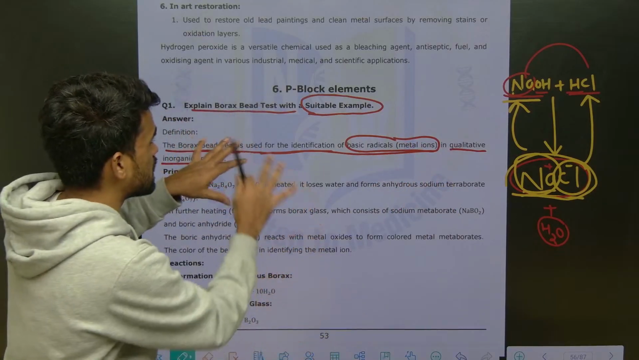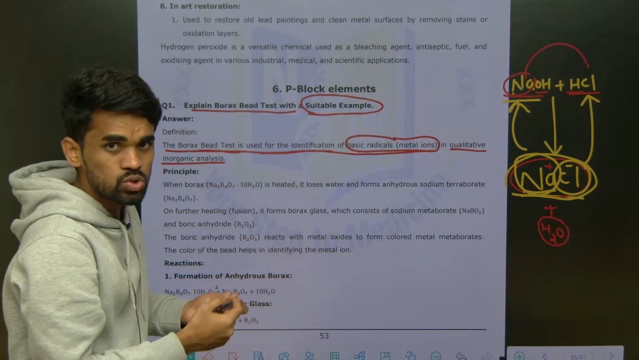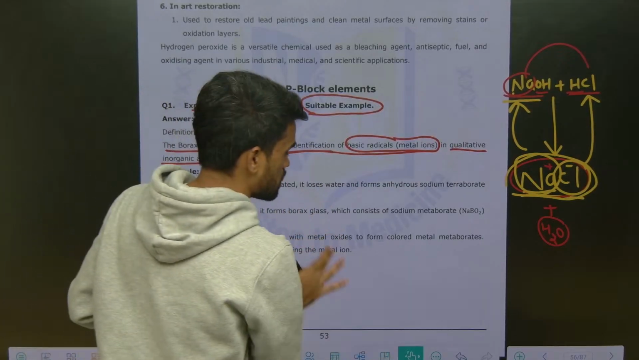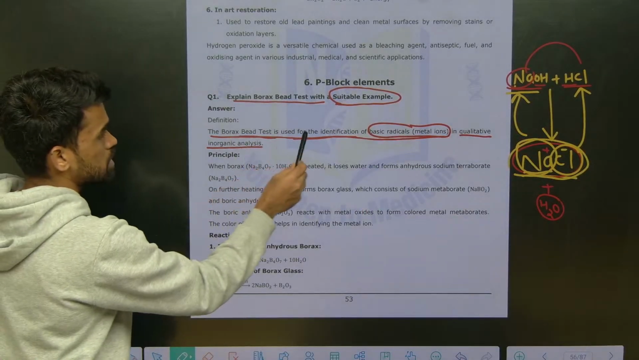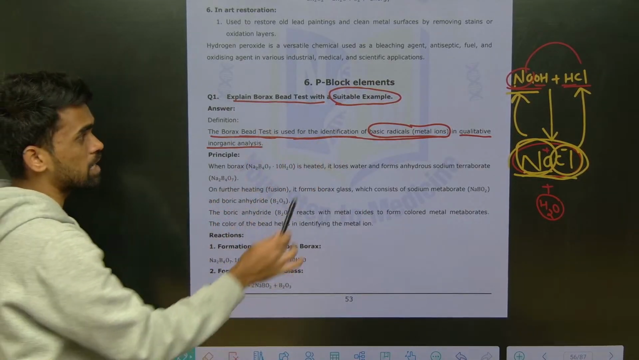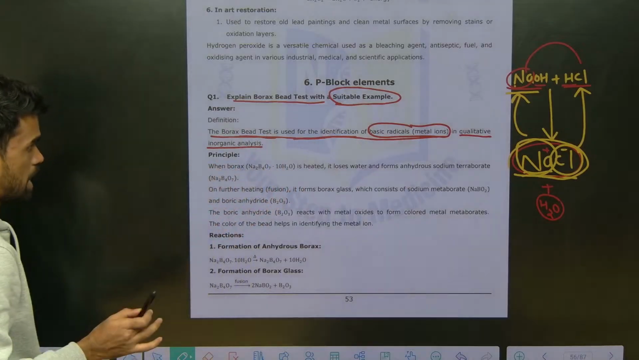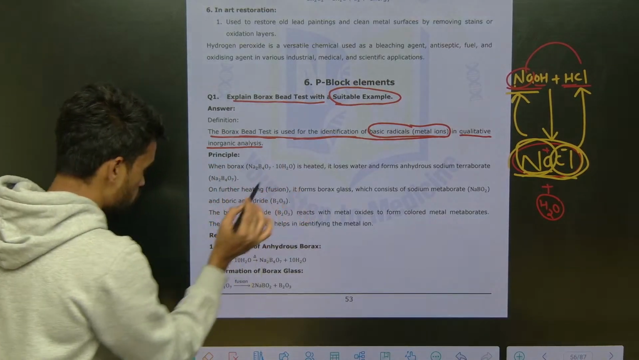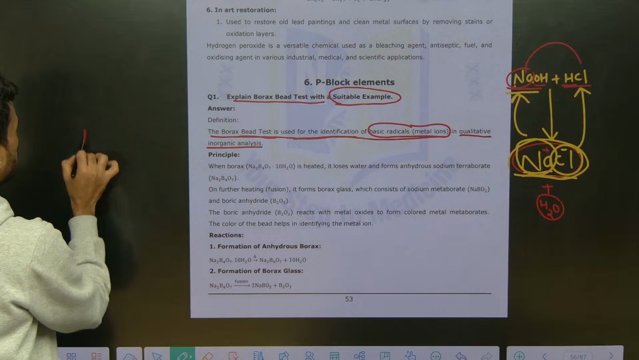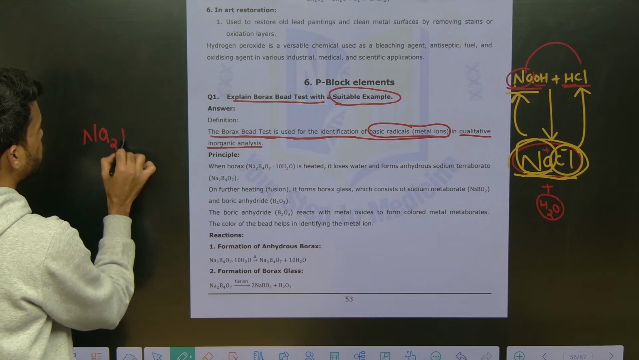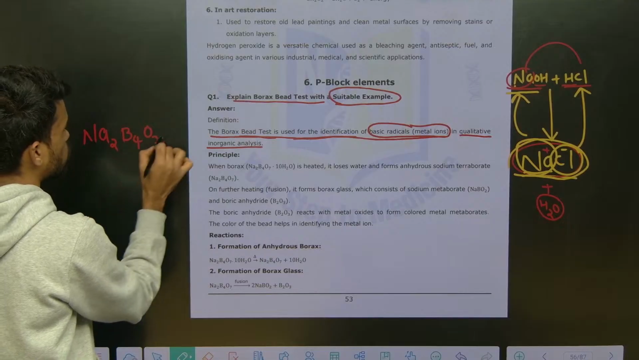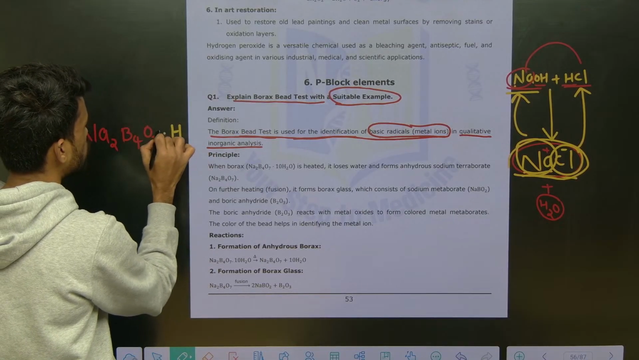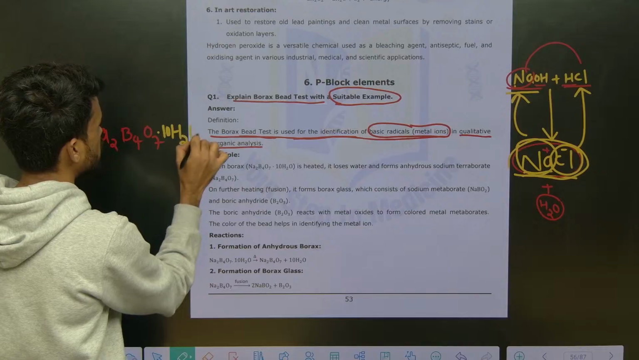First of all, let us understand the answer provided here, so that you can express this in your final exam also. Let me explain first. The borax bead test is used for identification of basic radicals in qualitative inorganic analysis. Next, what is the formula of borax? Na2B4O7 dot 10 H2O. How many H2O? 10 H2O will be there.